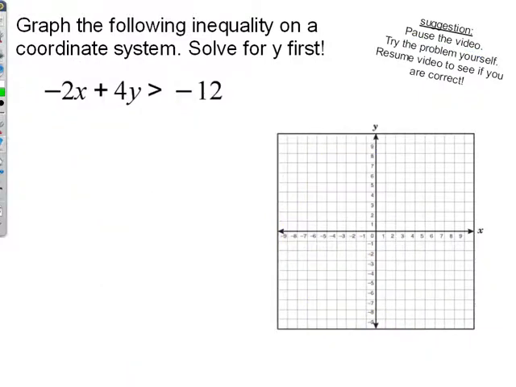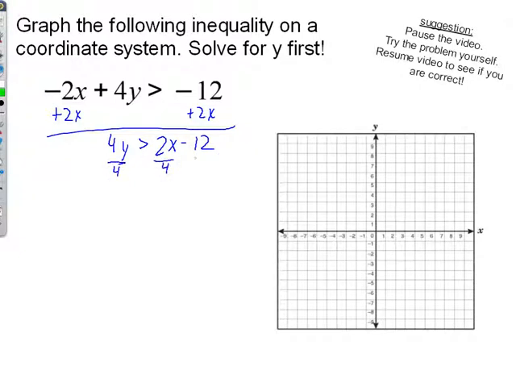Take a look at the next one. It's a little bit worse than the last one. It's definitely not in slope-intercept form, so I need to start converting it. I'm going to start by adding 2x to both sides. I get 4y is greater than, some people might write that as negative 12 plus 2x, but I'm going to write it as 2x minus 12. I'm working towards slope-intercept form.